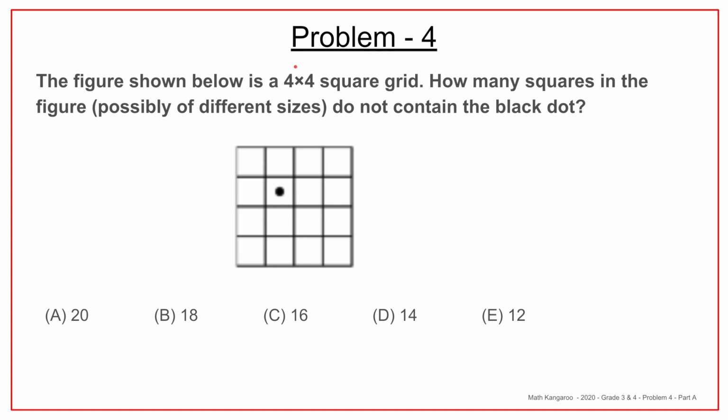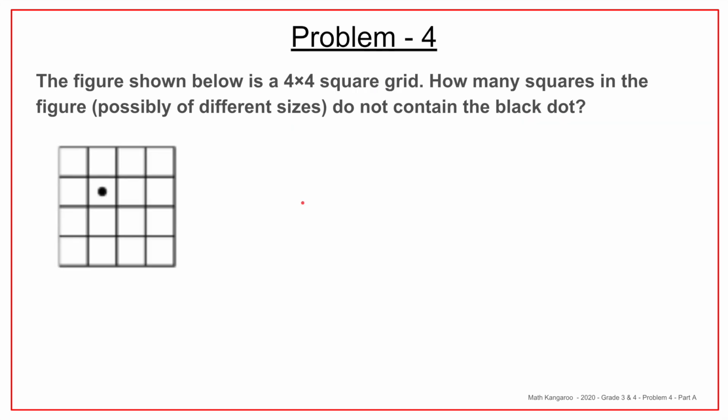Problem 4. The figure shown below is a 4x4 square grid. How many squares in the figure, possibly of different sizes, do not contain the black dots? These are our options. We have a 4x4 grid and there is a black dot in the second row of the second column. We can make different size squares in this grid. So let's count them and start. We count all the squares and see how many have this dot.